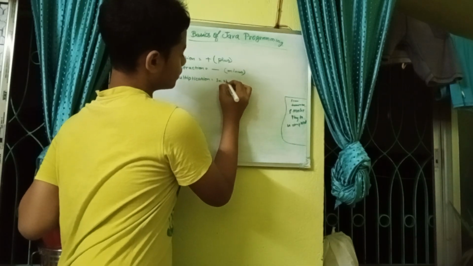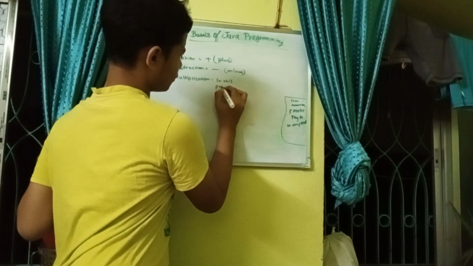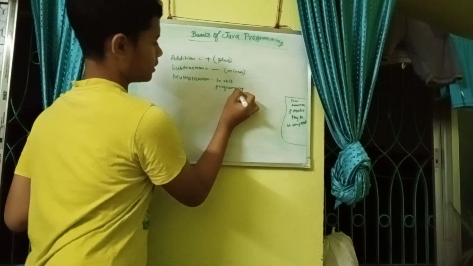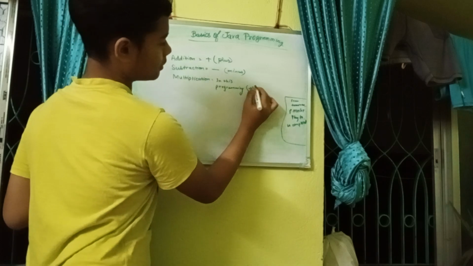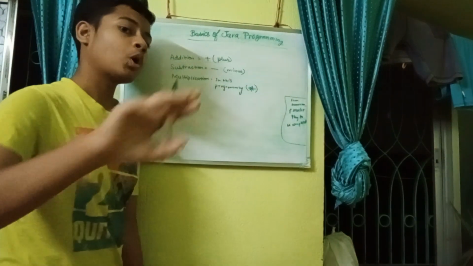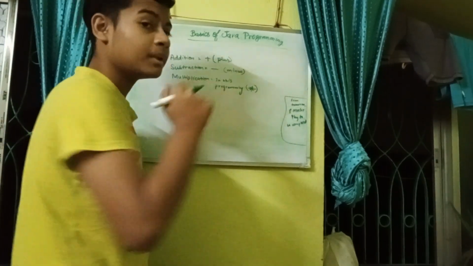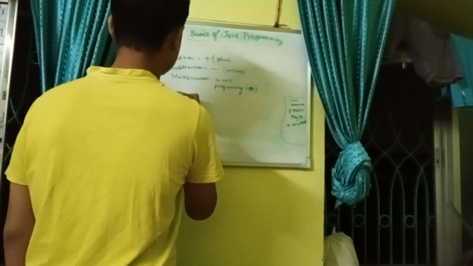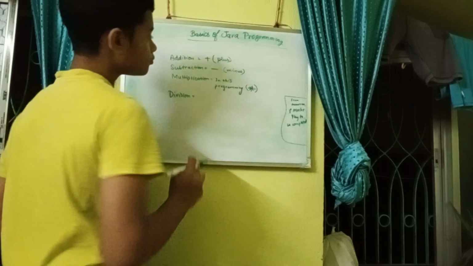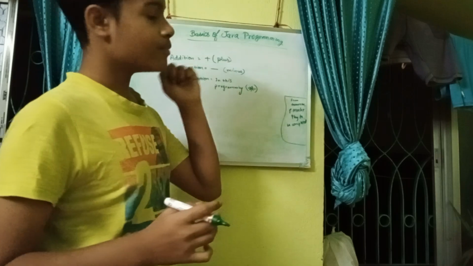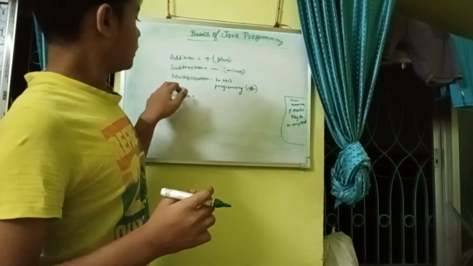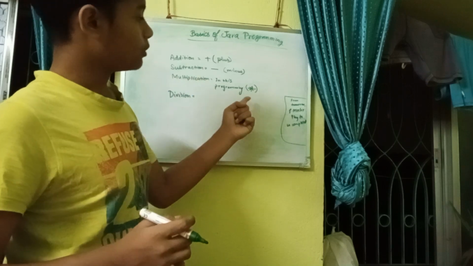In programming, the asterisk sign, the star sign, is used. In simple mathematics, a cross is used for multiplication. In Java programming, in case of multiplication, we use asterisks.